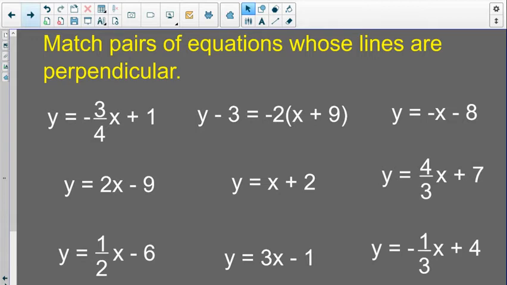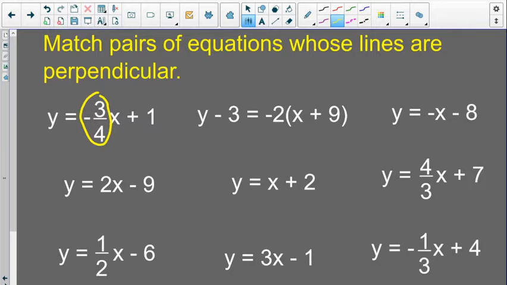So here's a little matching activity. Let's see if we can match equations together whose lines would be perpendicular. Let's start with this first equation, y equals negative 3/4 x plus 1. What we're really looking for in the equation is the slope of the line. And I can see that in my y equals mx plus b form, the slope of this line is negative 3/4. So what would the slope of a line perpendicular to this have to be?